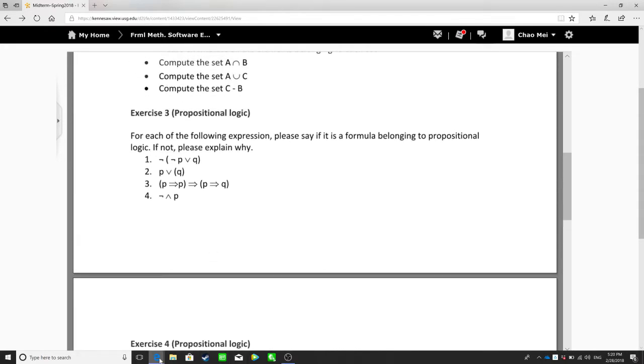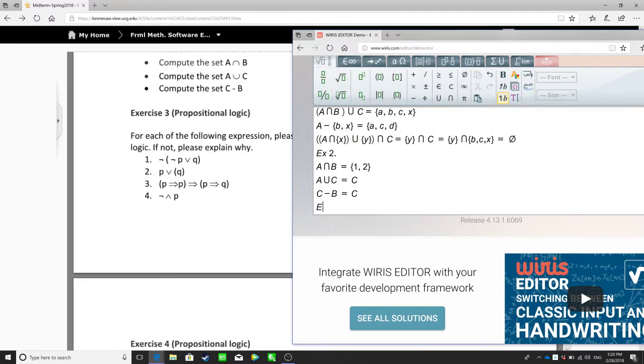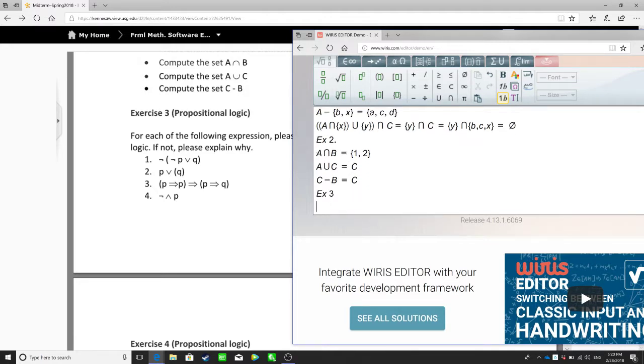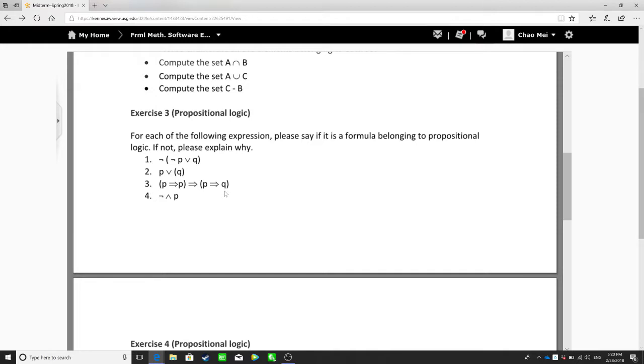All right, exercise 3. Which one of the following is or is not propositional logic? Basically it's easy. Only one of them is invalid, the fourth. The first, second, and third are all propositional logic. Why is the fourth not? Because there's a conjunction in there and only one operand.